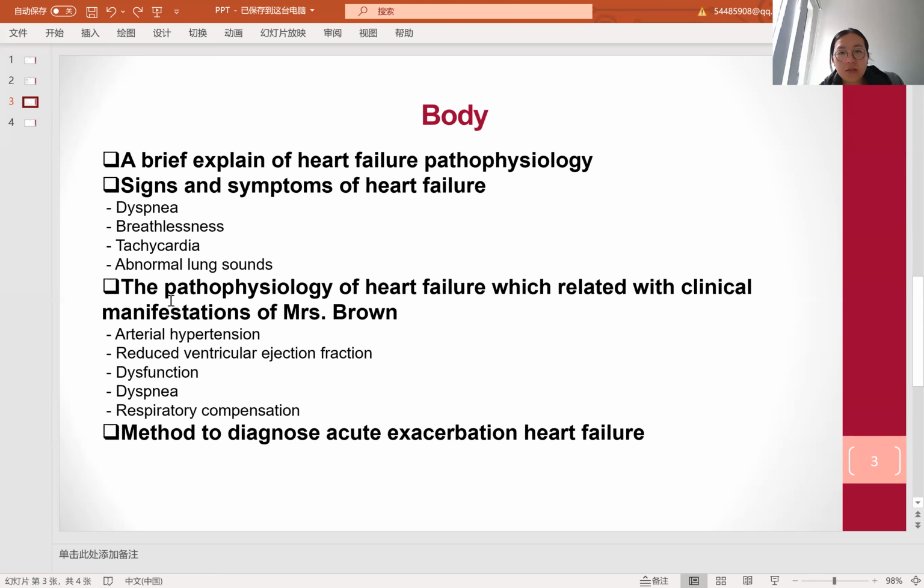Secondly, for the pathophysiology of heart failure, which is related to clinical manifestations of Mrs. Brown, I will explain them below. Chronic heart failure is associated with arterial hypertension. Similarly, Mrs. Brown presents with a hypertensive state, blood pressure 170 to 95. It is also characterized by decreased carotid baroreceptor stimulation. Heart failure is also associated with reduced ventricular ejection fraction due to left ventricular dysfunction.